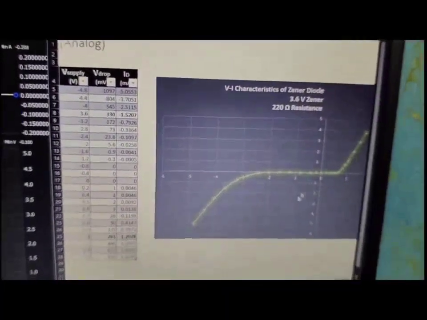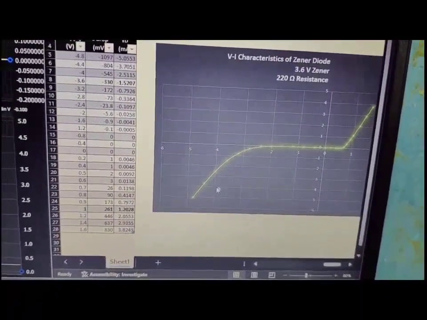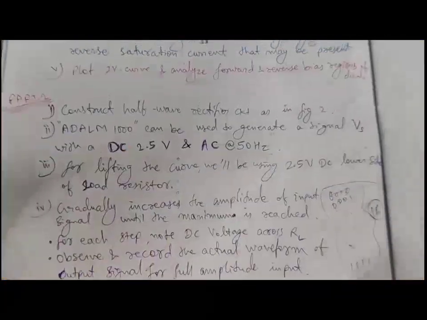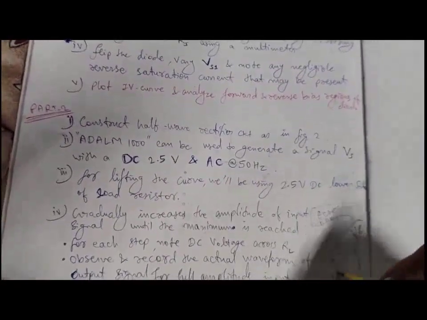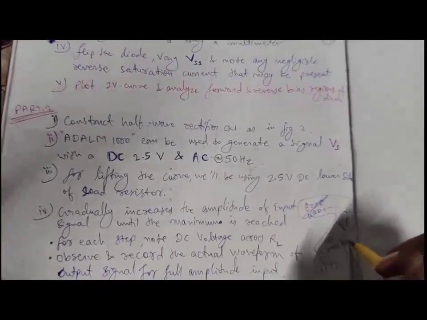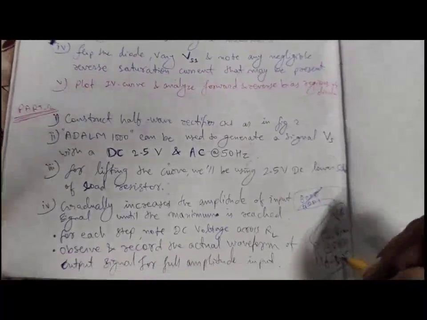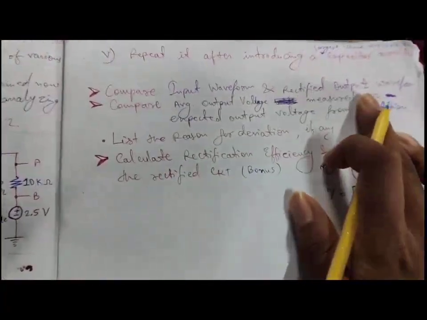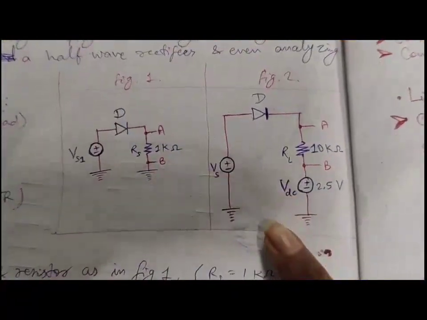And this is the graph of the VI characteristics of the Zener diode. This is the forward bias region, and this is the reverse bias region. Now at 2 volt, minus 5.6, we have DC 2.5 at 50 hertz. Now we can do it using a sine wave passing 0 to 2.5 volt, and the lifting will happen now. Okay, and now the comparison is over.